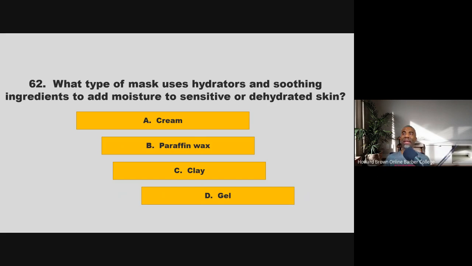What type of mask uses hydrators and soothing ingredients to add moisture to sensitive or dehydrated skin? Is it cream, paraffin wax, clay, or gel? If you chose D, gel, you are correct.